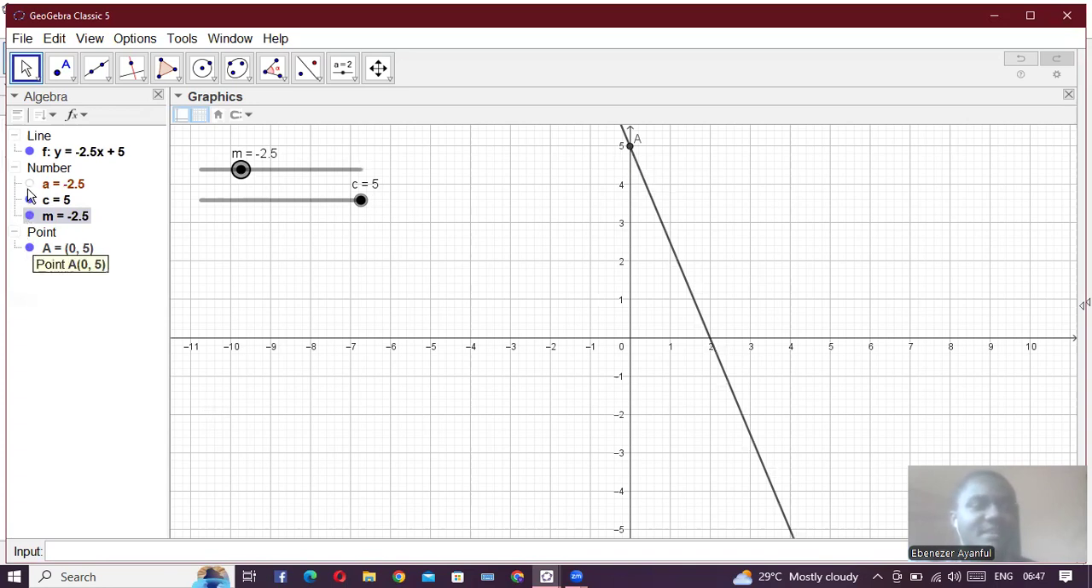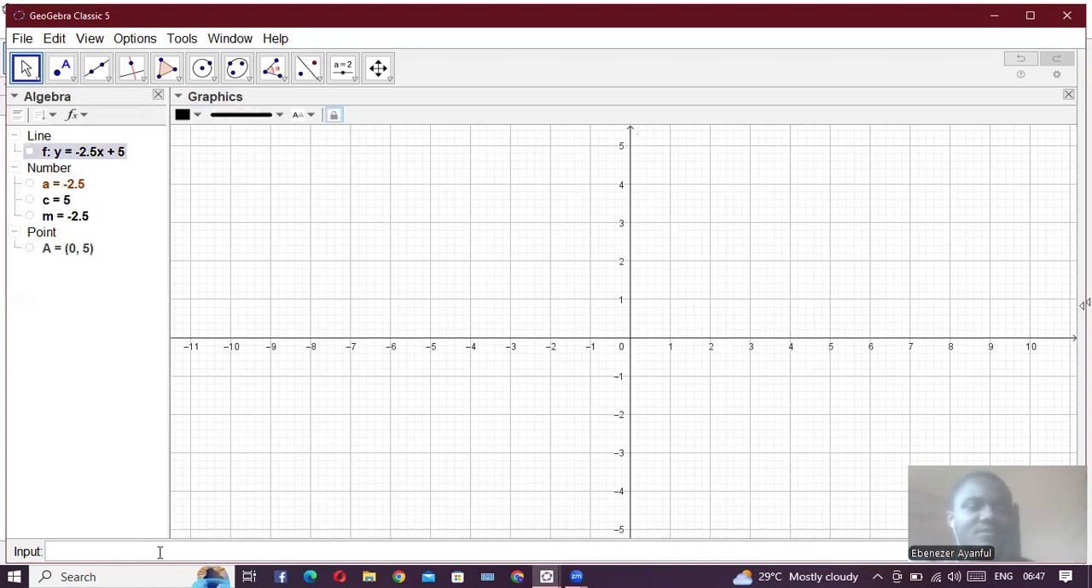All right, so now let's move on to quadratic graphs. For a quadratic graph, we know that the general form is y equals ax squared plus bx plus c.